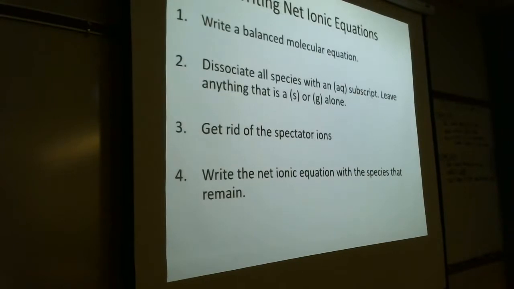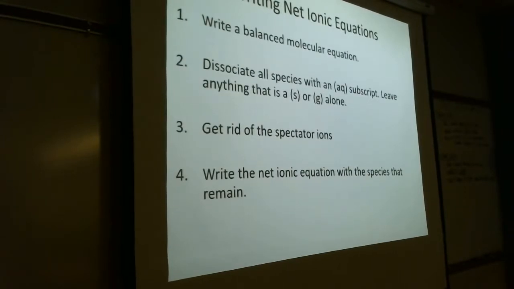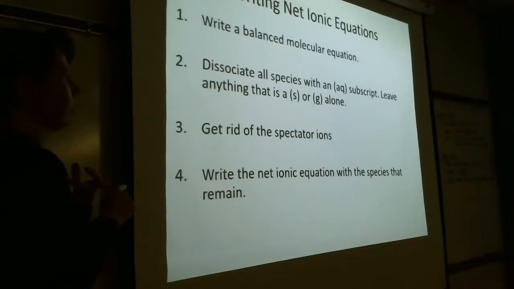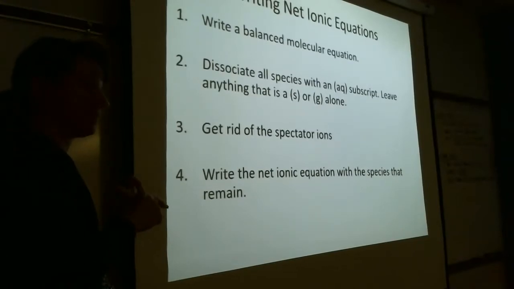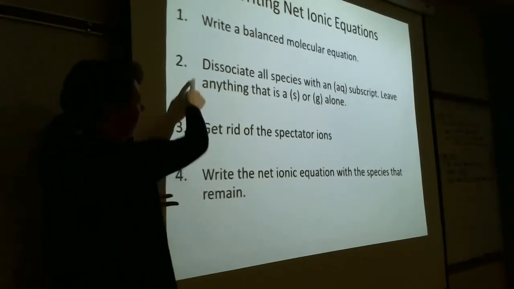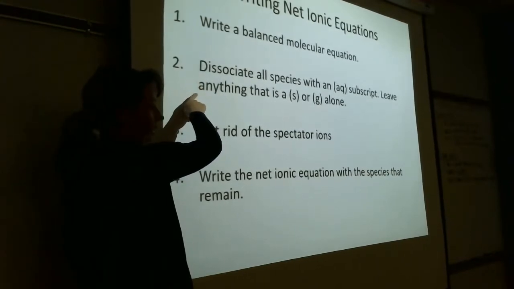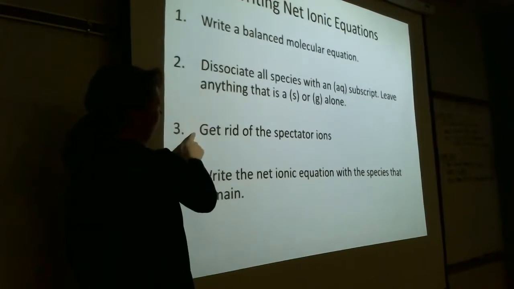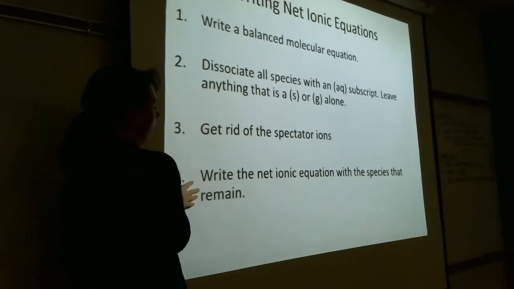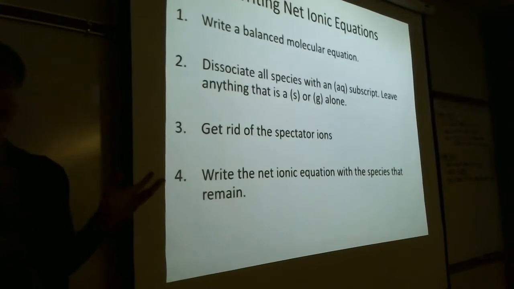Okay, so here are some steps if you like seeing it as a procedure. You're going to write a balanced molecular equation. Make sure that it's balanced. You're going to dissociate everything with an aq subscript. Everything that's solid or gas, we're going to leave alone, not touching it. We'll remove the spectators, and then we'll write the net ionic equation from everybody that's left.